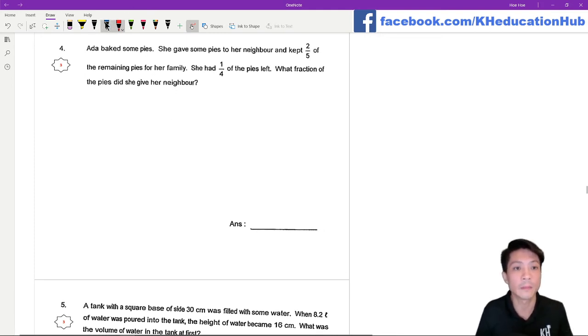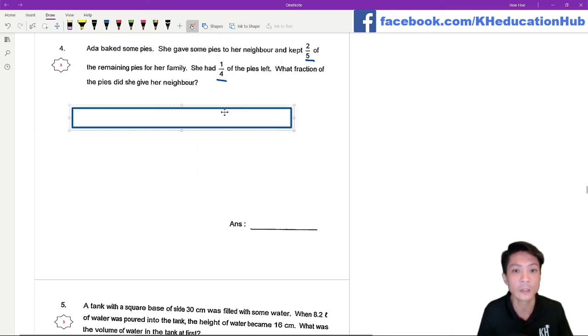Ada baked some pies. She gave some pies to a neighbor and kept 2/5 of the remaining pies for her family. She had a quarter of the pies left. Okay, what fraction of the pies did she give to her neighbor? So I'm gonna draw a model for this also. She gave some pies to her neighbors. I'm gonna cut out a part. I don't know how big or how small it is. This is given to the neighbor.